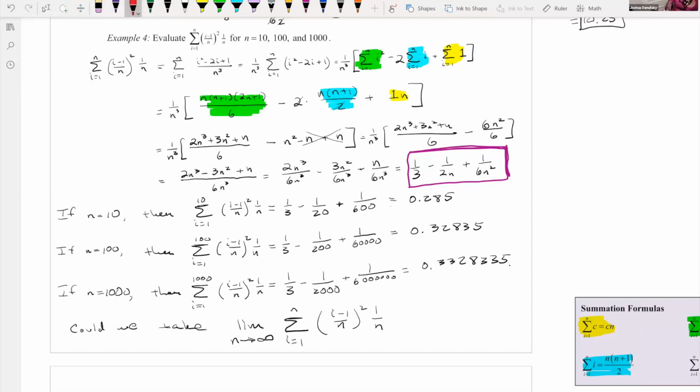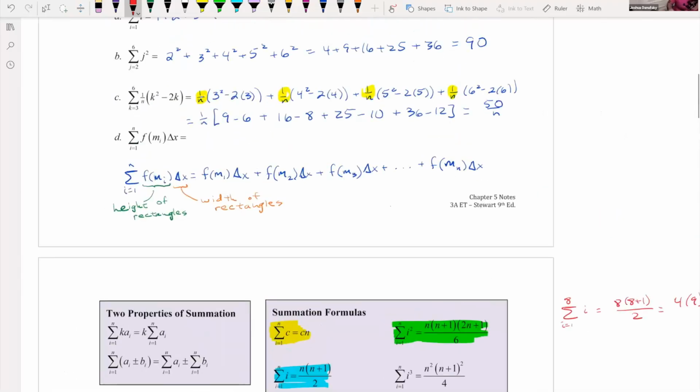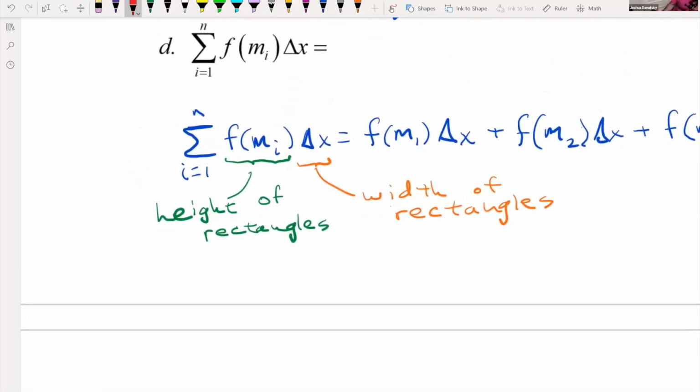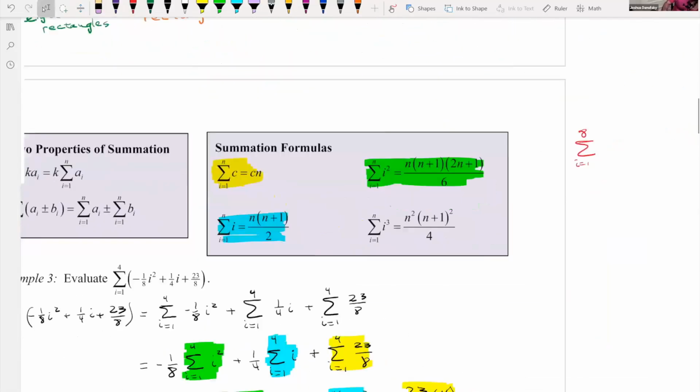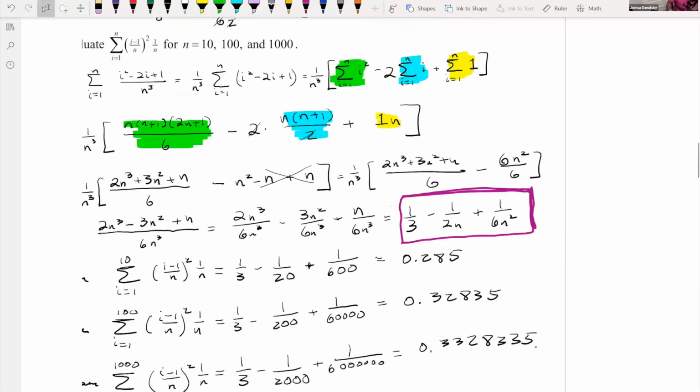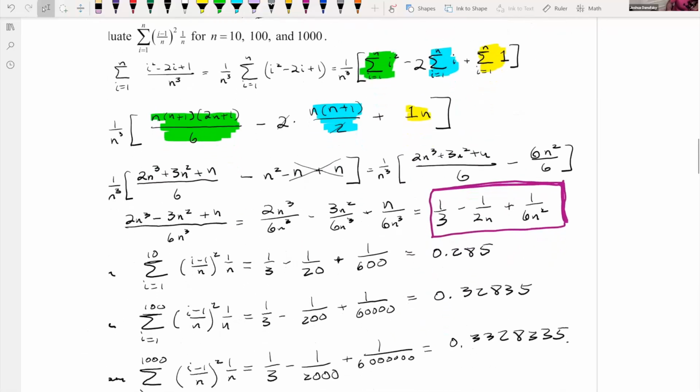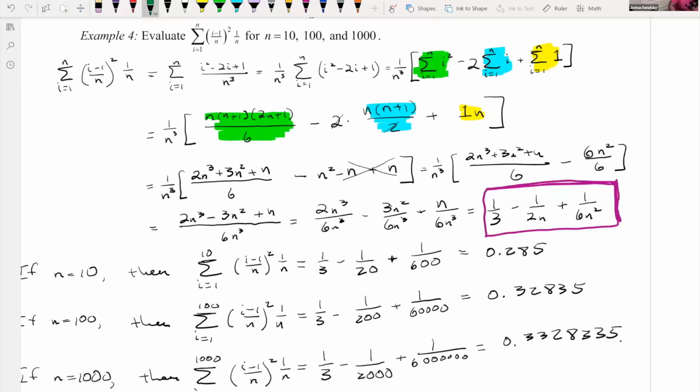What we're going to see later, kind of like what we saw earlier. Let me back up for just a moment. Remember here where I had in green the heights of the rectangles and in orange the widths of the rectangles? Well, it turns out, as we'll see later, that this represents the heights of a series of rectangles. And this is the width of those rectangles.